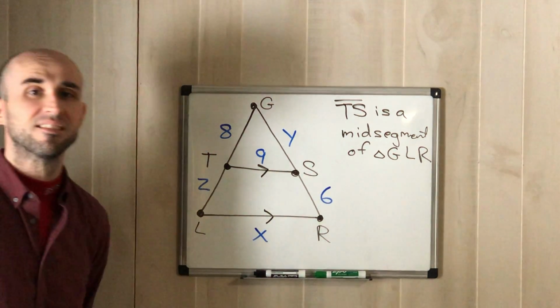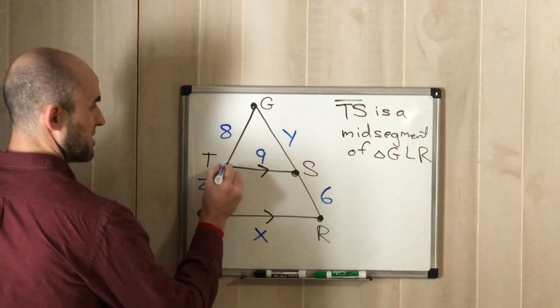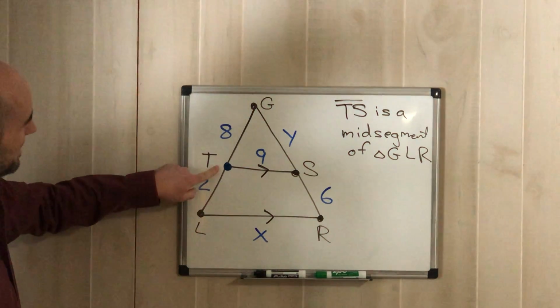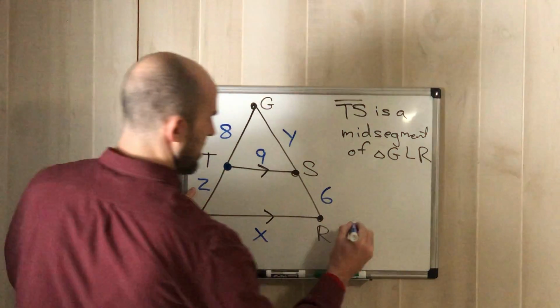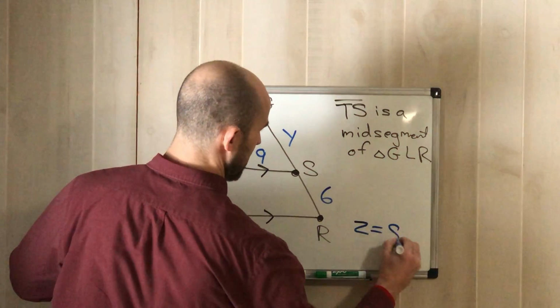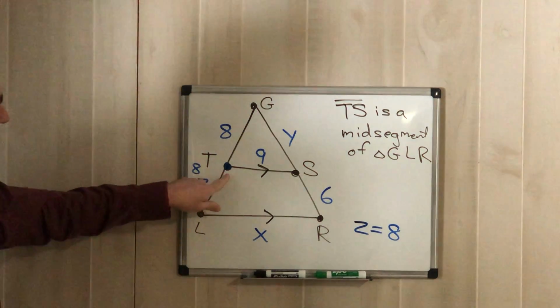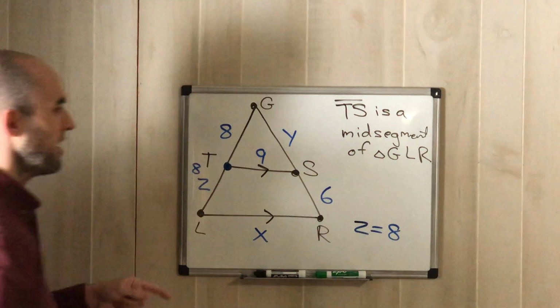Now, always remember, guys, since that's a midsegment, this point's in the middle, right? If that point is in the middle, I know that this is going to be equal to that. So automatically we know that Z is going to be 8 for the exact same reason, guys. That's in the middle. If this is 8, that has to be 8. Remember, it's always the same side.